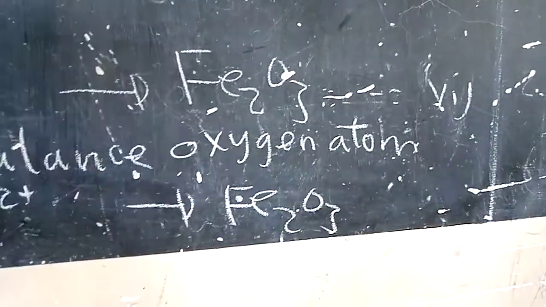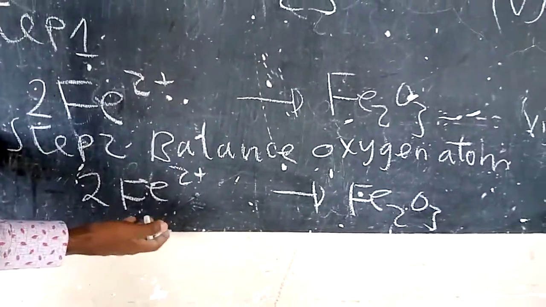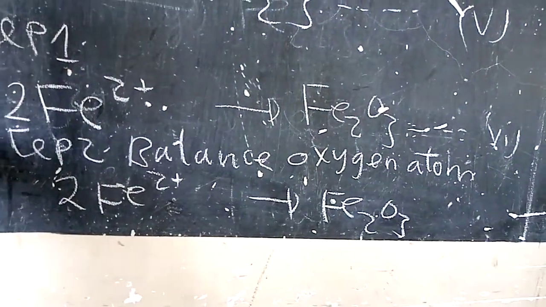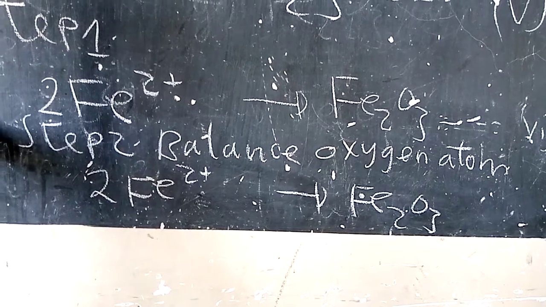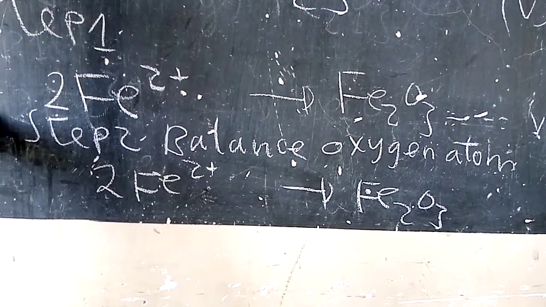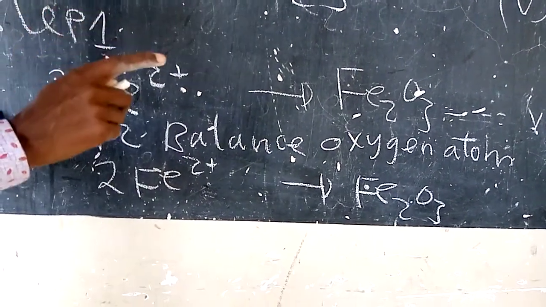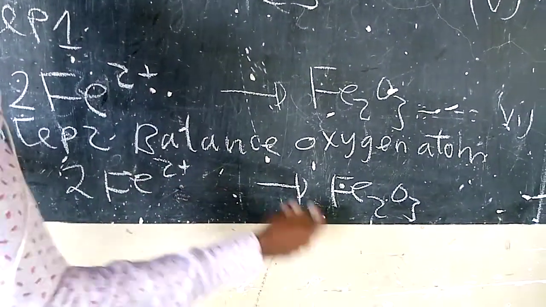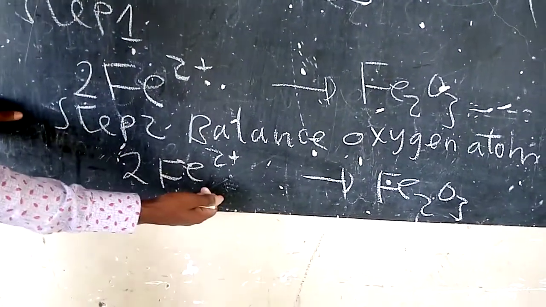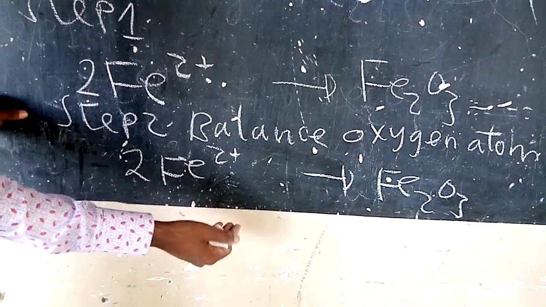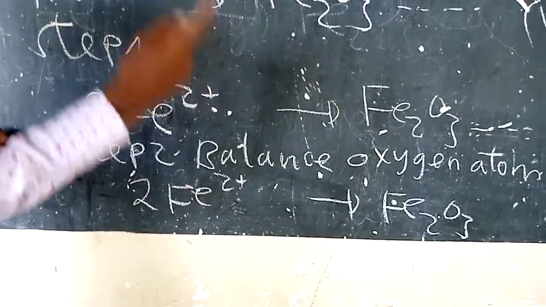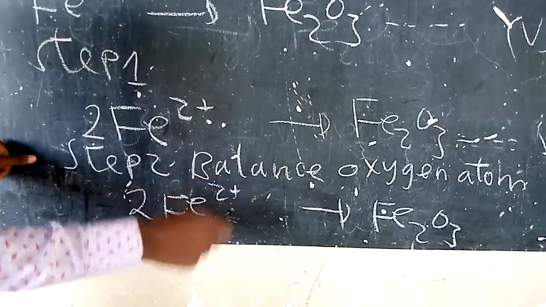When you look at your equation here, in the reactant side there is no oxygen. In the product side we have 3 oxygen. To balance oxygen, we add the same number of oxygen, which means we add water molecules. So we add 3 water molecules. Because to balance oxygen, we always look at the side where there is fewer or no oxygen, the reactant side.